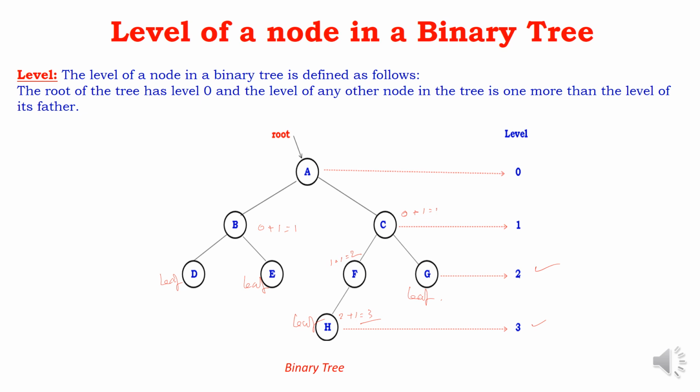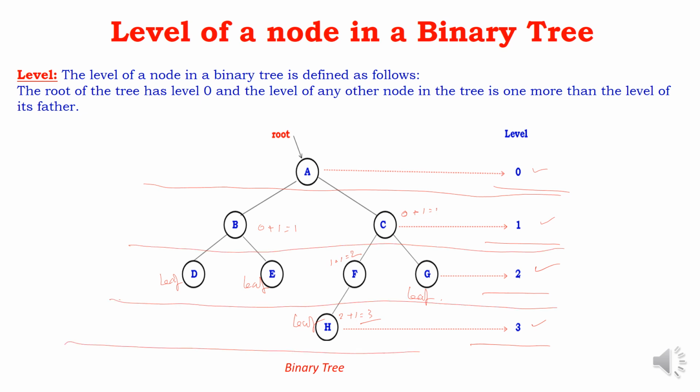So in this particular binary tree, there are 4 levels: level 0, level 1, level 2, level 3. At level 0, there is only one node. At level 1, there are 2 nodes. At level 2, there are 4 nodes. At level 3, there is only one node. So level starts with 0. The root node has level 0. Any other node has a level 1 more than its parent's value.